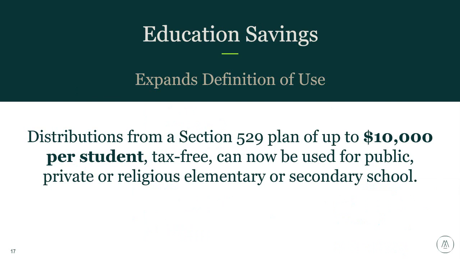Section 529 college savings plans can now be used for elementary or secondary public, private, or religious school. Please note that this is limited to $10,000 per year. Under the previous rules, the 529 college savings plans could only be used for college tuition and related education expenses for college.